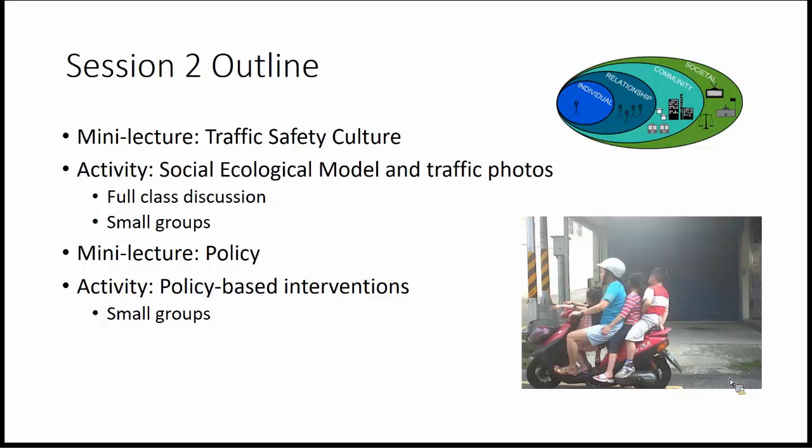So more specifically, what we did in that class was we started with a mini lecture just to get everyone on the same page about what traffic safety culture is. And then we did an activity where we used the social ecological model, which is a rendering of it, the top right figure there, and traffic photos. So we first started with a full class discussion and then split into small groups, and we gave each group different pictures like the one here, and what they were to do was think about things in that picture and how they relate to the social ecological model.